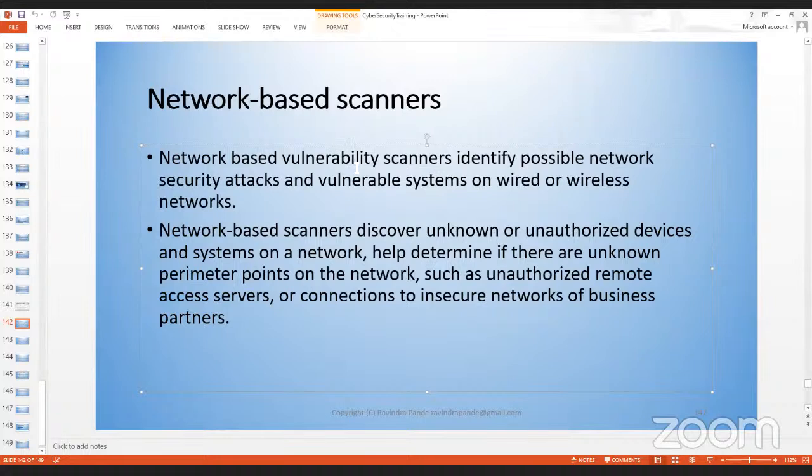Okay. So network-based scanners. Network-based vulnerability scanners identify possible network security attacks and vulnerable systems on wired or wireless, specifically wired ones. Network-based scanners discover unknown or unauthorized devices and systems attached to your network and help to determine if there are unknown perimeter points on the network, such as an unauthorized remote access server, a remote access port open for given connections, or an insecure network of business partners. So a network scanner can check out all those networking points which are attached to a given network. So this way we are continuously, periodically scanning our networks one after another.